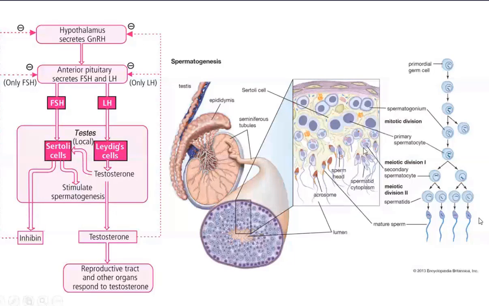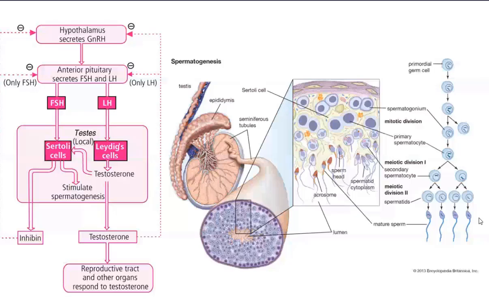And what happens is that the mature spermatozoa will be released into the lumen, and they will travel into the epididymis for the storage process. And this whole journey from the lumen of the seminiferous tubules in the testes to the epididymis will take about 12 days.